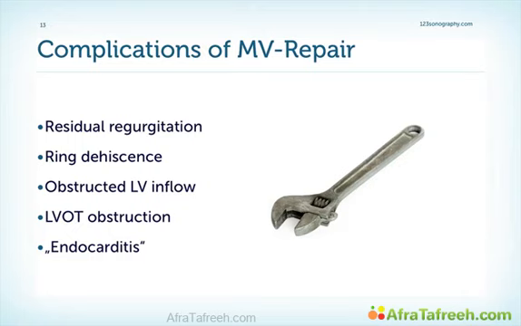Now that we know how to recognize mitral valve repair, we have to ask the question, what are we looking for in the first place? Well, primarily for residual regurgitation. But other forms of complications include ring dehiscence, obstructed LV inflow, LVOT obstruction, and especially in the setting of fever and infection, endocarditis. It's time we see a demonstration. A patient who has the most frequently encountered complication following mitral valve repair, residual mitral regurgitation.